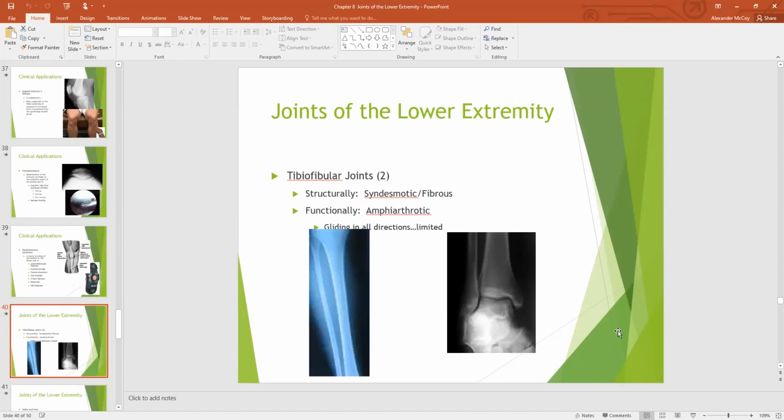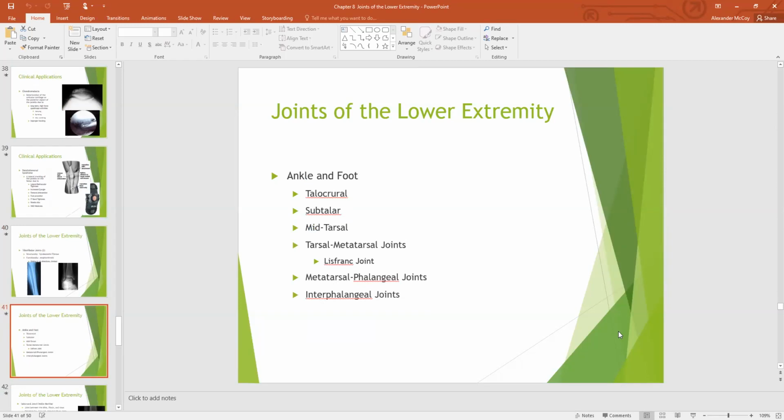All right, tibiofemoral joint, tibiofibular joint. This guy is syndesmotic, fibrous, amphiarthrotic because it glides in all the directions, but it's limited. So what does that mean? Basically, you have joints on the top where the tib-fib meet, and then at the ankle where the tib-fib meet. In between there, you have a fibrous structure that actually helps to keep that together. But these can move, just limited, okay? I'm not gonna make you learn all of these, you're welcome.